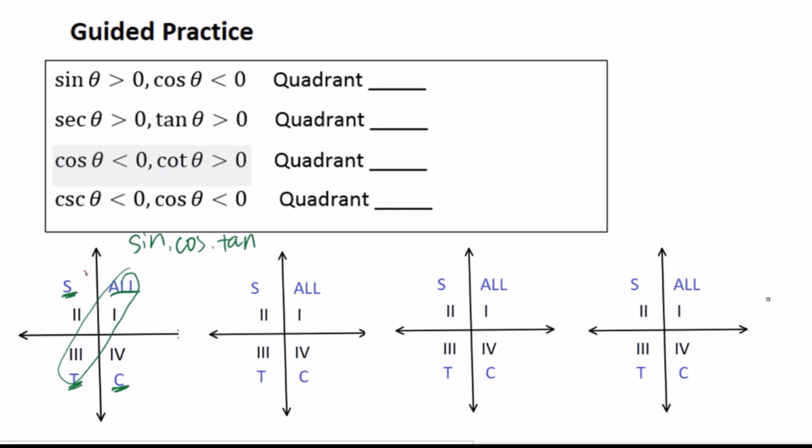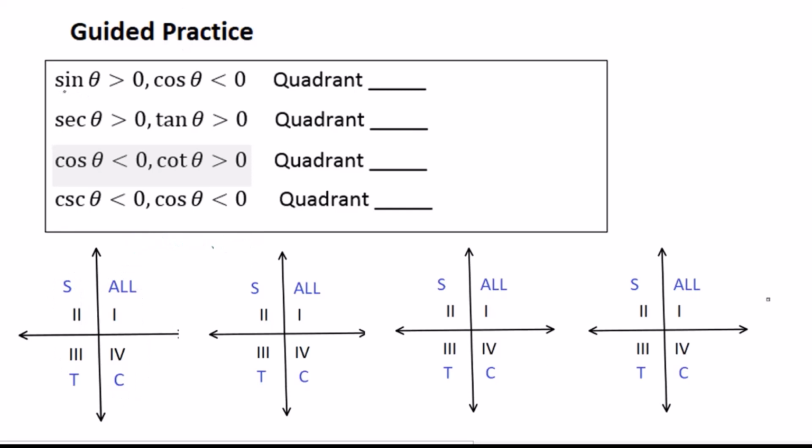In other words, for this SC, the tangent will be negative. So for all S, which means sine is positive in the first and the second quadrant. In other words, for this TC quadrant, sine will be negative. Same thing for the cosine. All C means the cosine is positive in these two quadrants. In other words, for the ST quadrant, cosine will be negative.